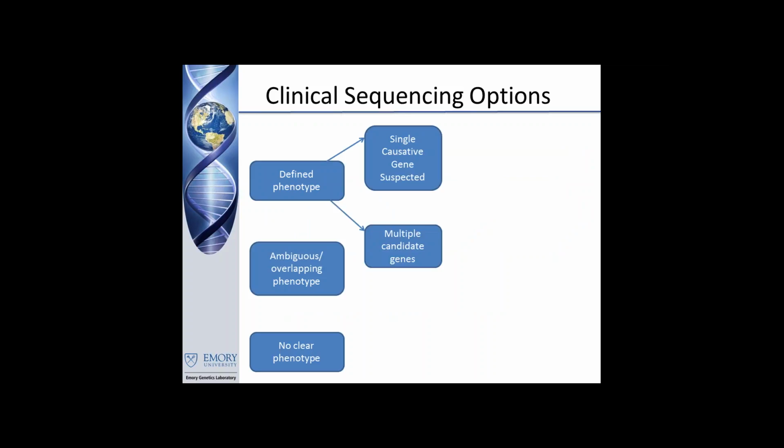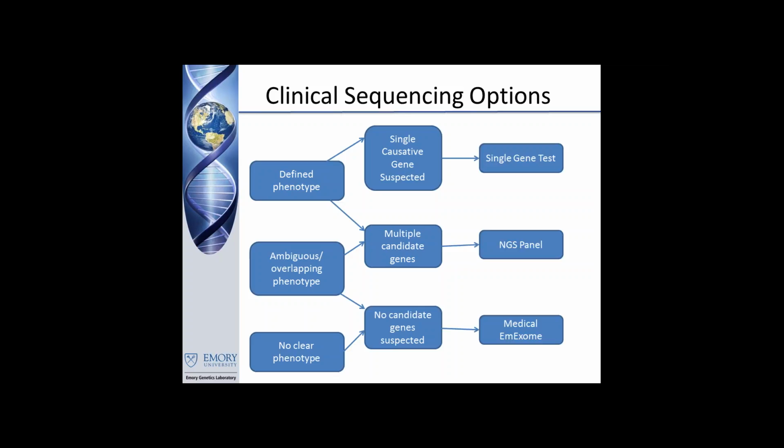We can think about these defined phenotypes as, is there a single cause? Are there multiple candidate genes possible? And depending on the number of candidate genes, this may fall back into the category of having a defined phenotype, or the overlapping phenotypes where casting a wider net is the best approach. Perhaps this is a phenotype where a specific candidate gene is not expected or can't be suspected. And in each of these scenarios, you can make a case for either doing a single gene test, an NGS panel, or going to a test like the Medical Exome.